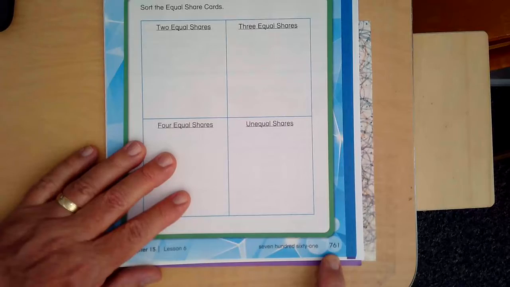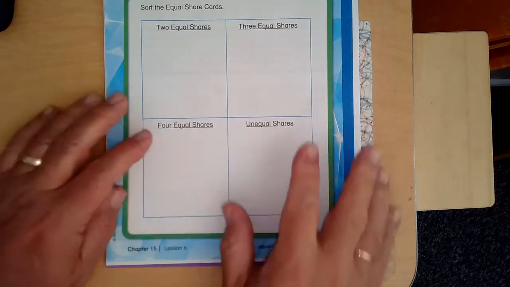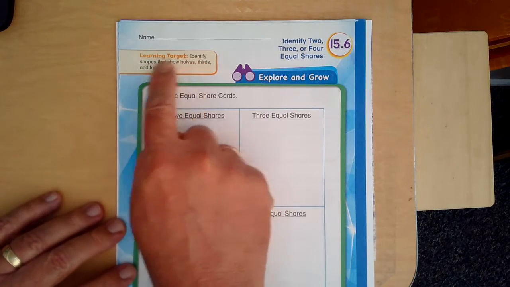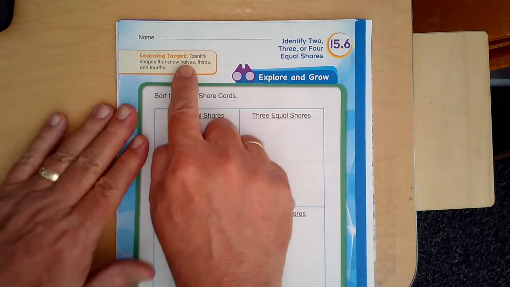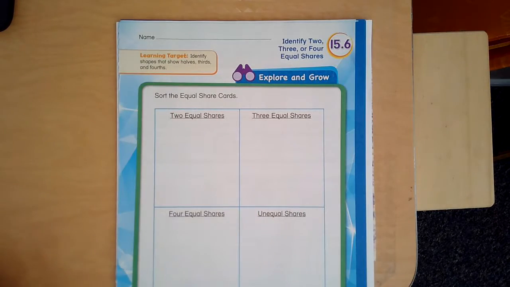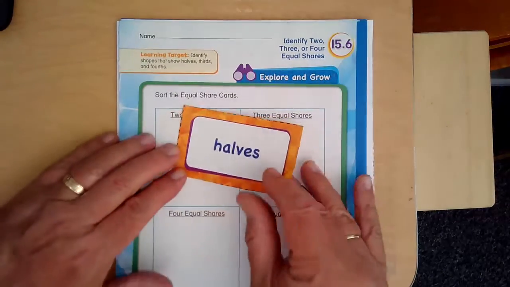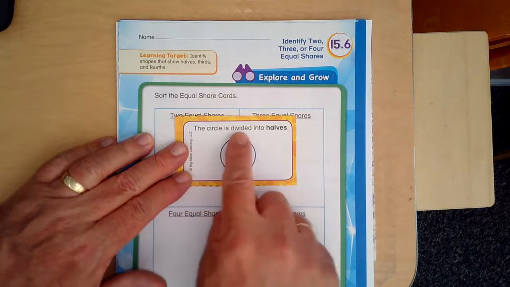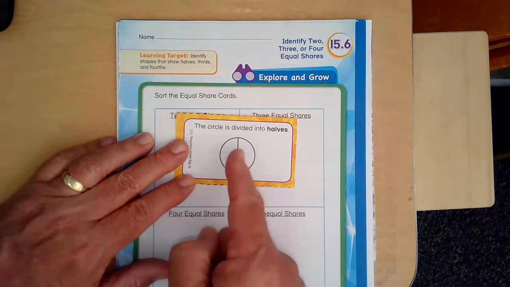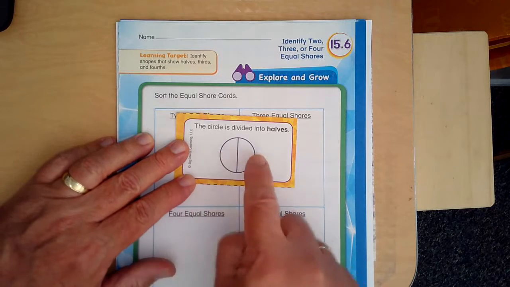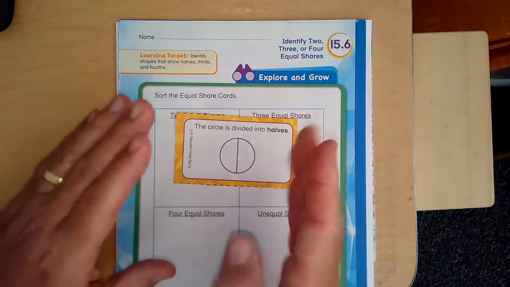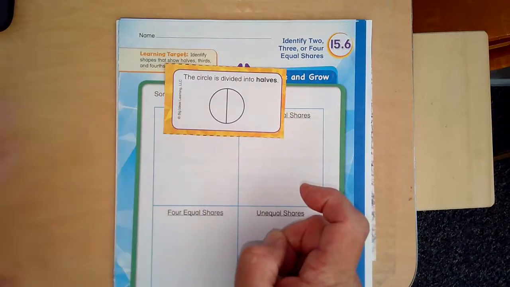We are on page 761 in our second math book, and the learning target is to identify shapes that show halves, thirds, and fourths. And to do that, let's talk about these. Halves, the circle is divided into halves, right? I could say half for you, half for me. Halves. They're equal halves. Good.